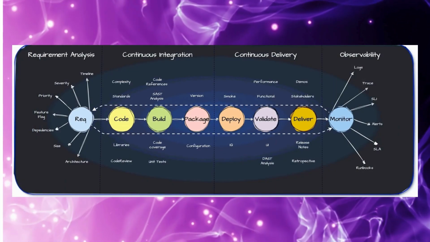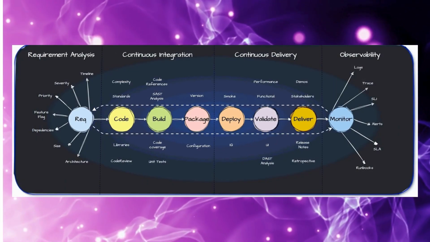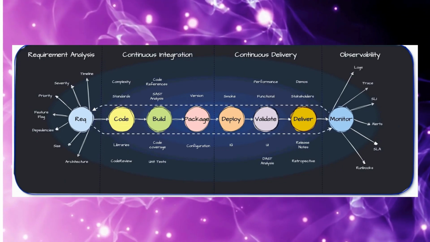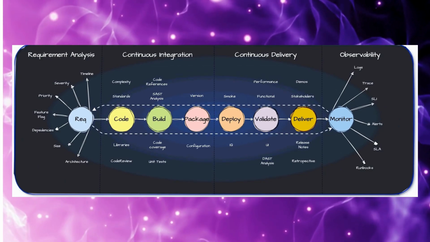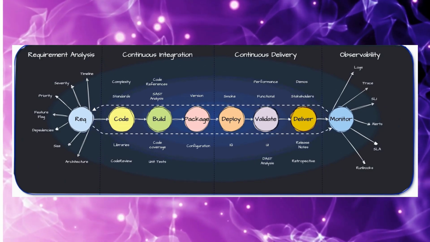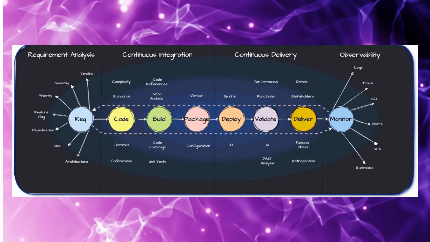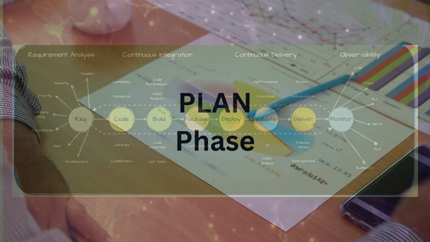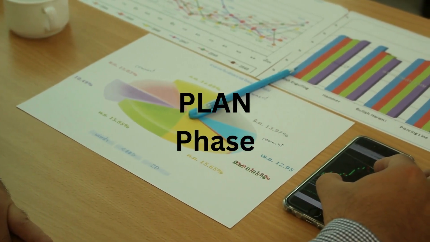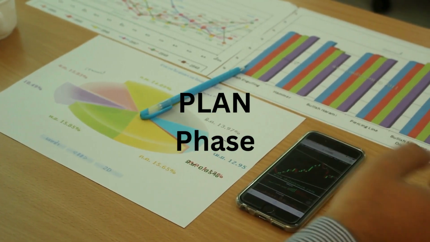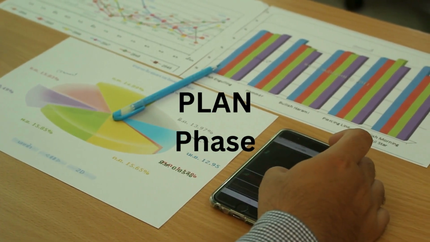The DevOps lifecycle includes several phases: plan, code, build, test, release, deploy, operate, and monitor. Each phase plays a crucial role in delivering high quality software, so let us briefly explore each step. The planning phase is where the team plans the features and functionalities of the application.